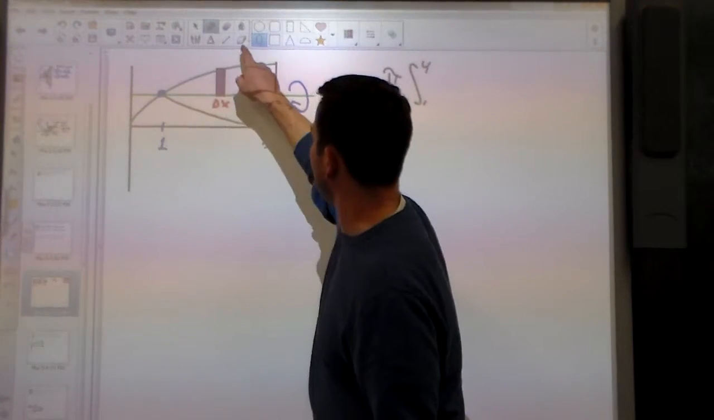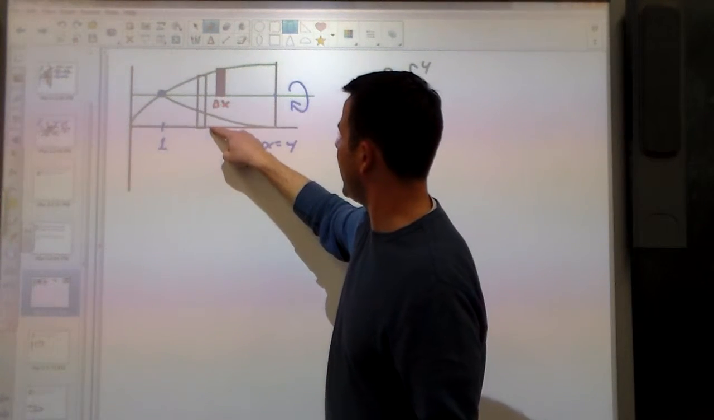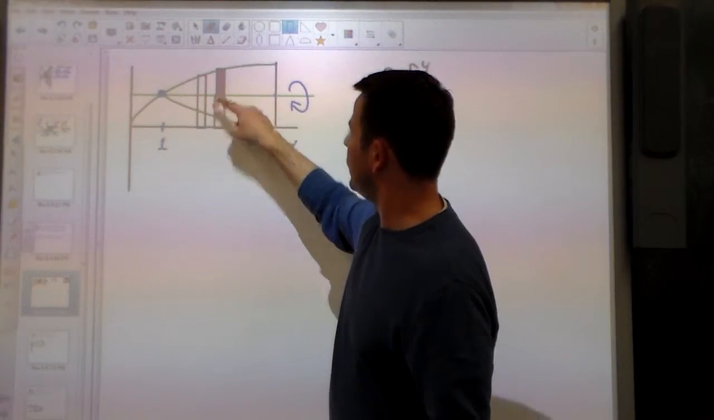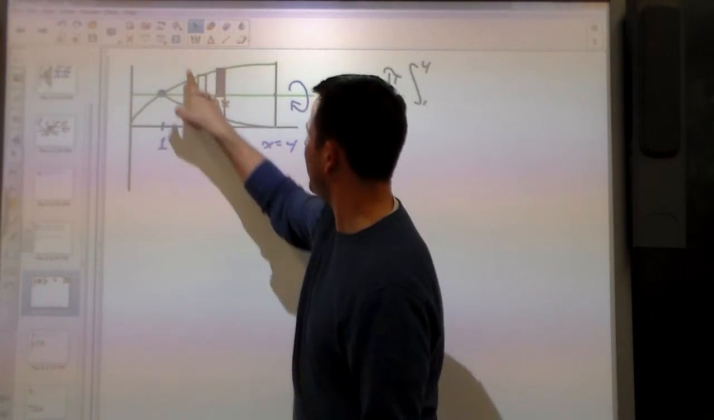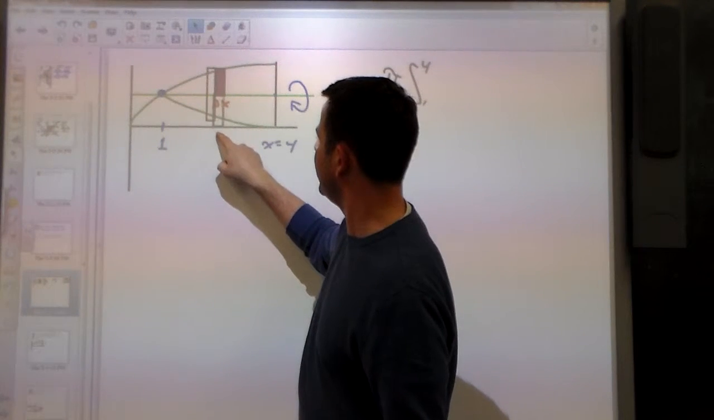So what is helpful is drawing yourself a couple of representative rectangles. I know that this here is y. I know that this here is 1. And if I even put this right up next to it, it is a little easier to visualize here.